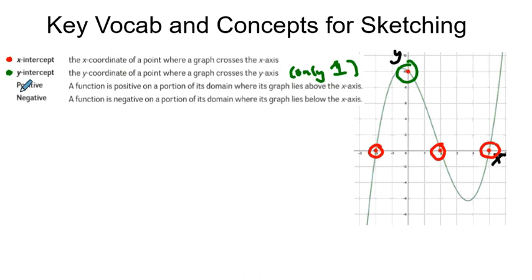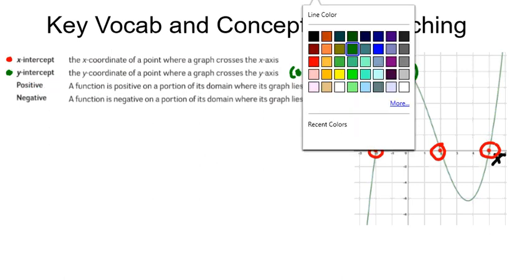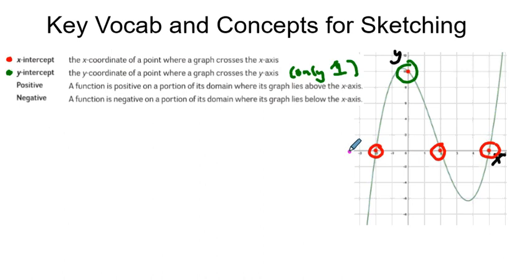Now, something new here: positive and negative. What you think about for this is, I'm going to draw through here, this is our x-axis. If you think of this as the ground, positive is going to be where the function is above your x-axis. So that's where you have something that is a positive function.